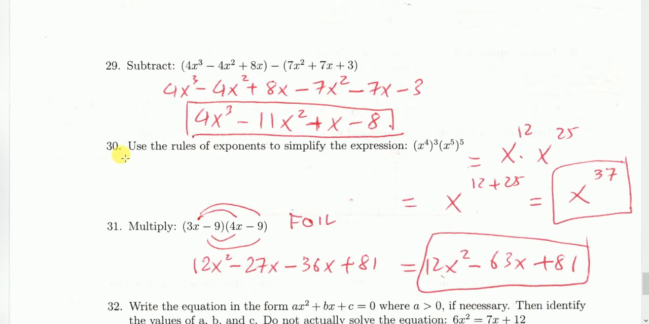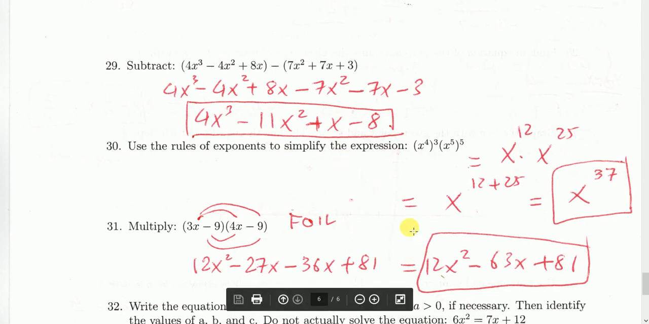30. Use the rules of exponents to simplify the expression. Remember, 4 and then an exponent of another 3. The rule is just multiply the two numbers together. So 4 times 3 is 12. Then 5 times 5 is 25.